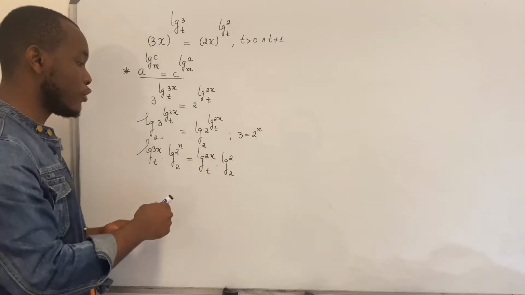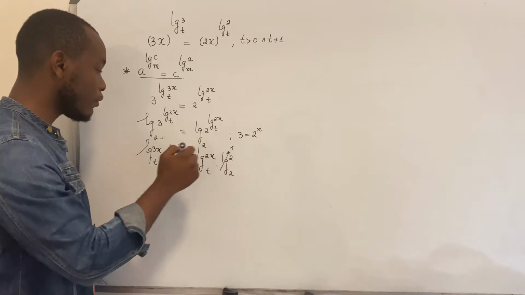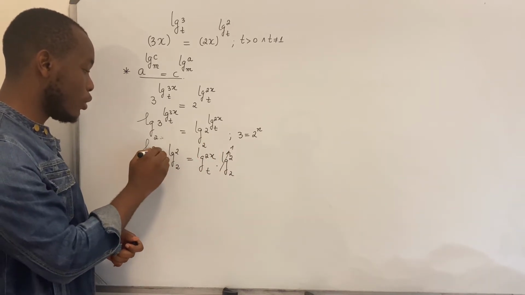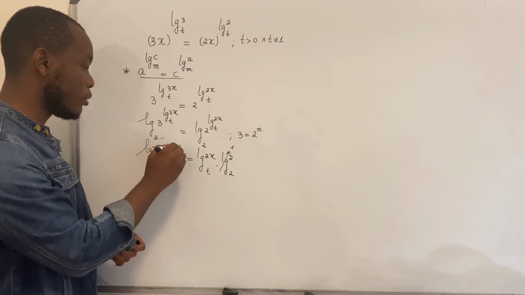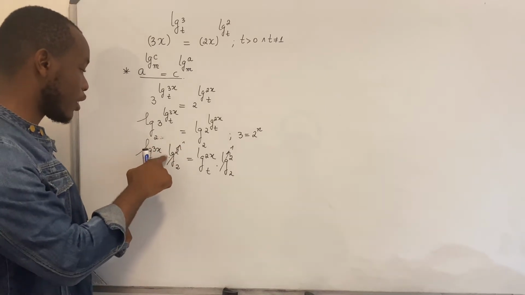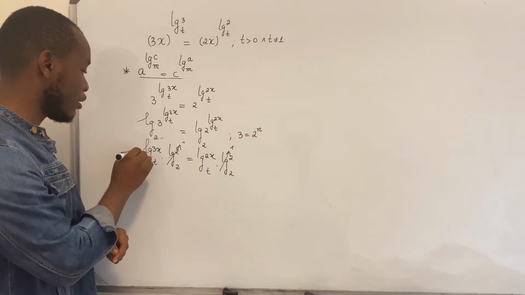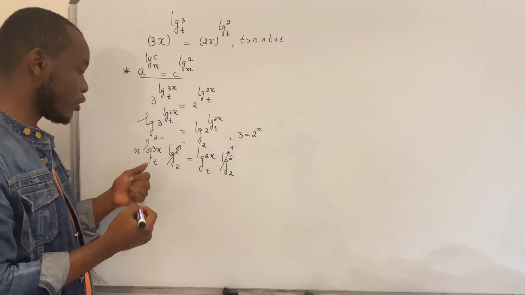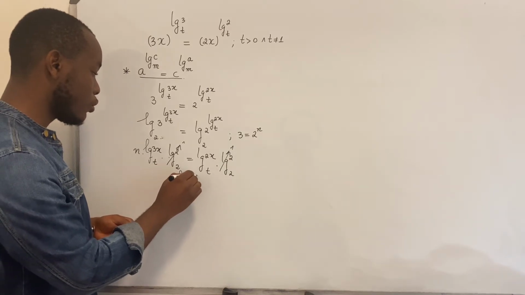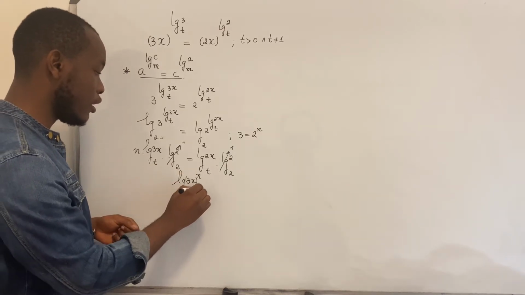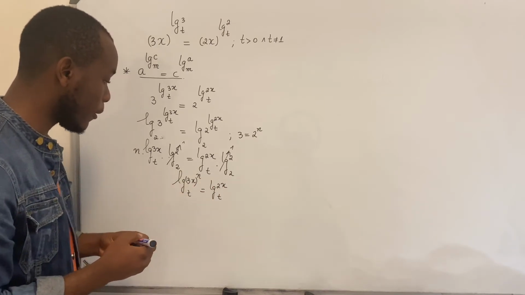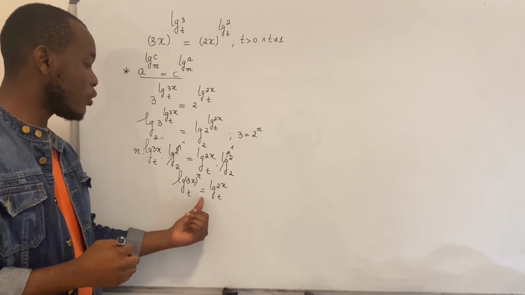Log of 2 to the base 2 is simply 1, and this n comes to the back, so log of 2 to the base 2 will also be 1. So this will be 1. So this n is multiplying the log, and it can become the exponent of the argument. So we're going to have log of (3x) to the power n to the base t equal to log of 2x to the base t. Okay, now the bases are equal.